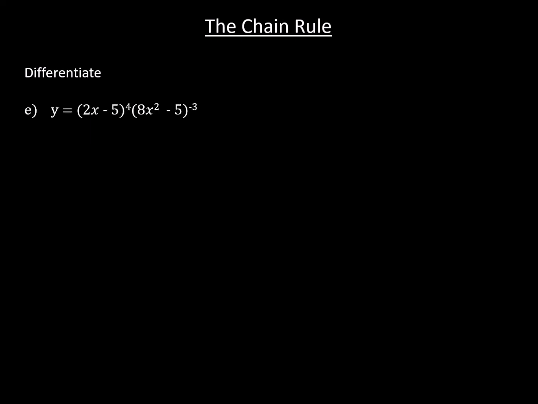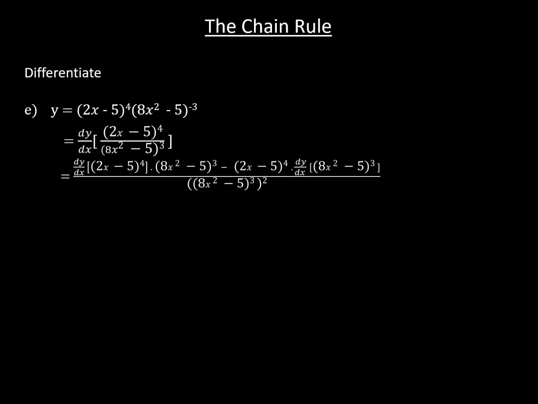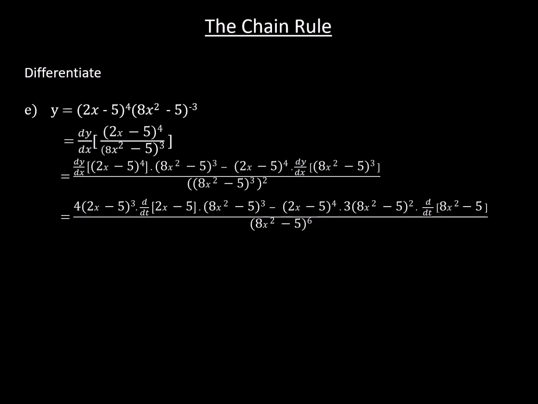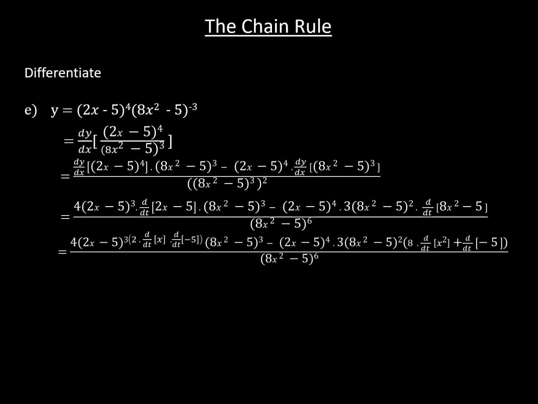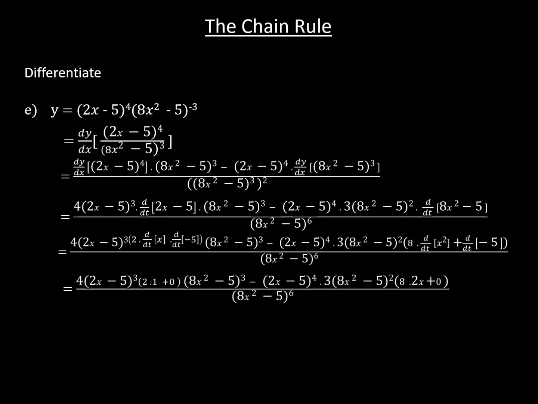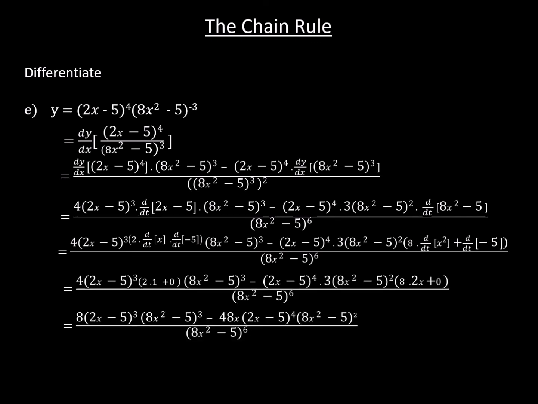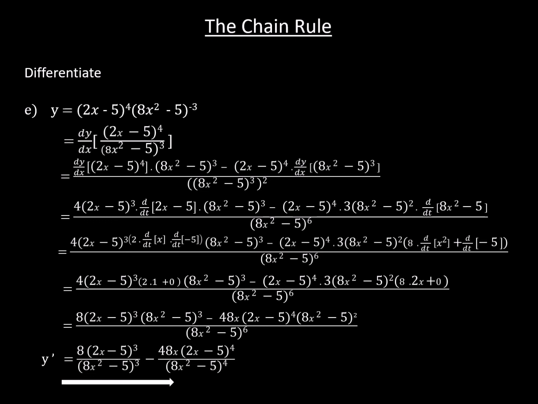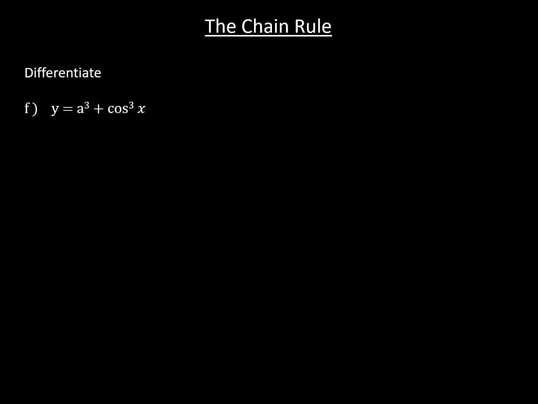Let's try this one, e. (2x minus 5) all to the power 4 times (8x squared minus 5) all to the power minus 3. We start by adding the derivative notations. We turn it into a quotient and apply the quotient rule. We then differentiate each summand separately and pull out constant factors. Then, we simplify throughout until we get the simplified final answer of 8 times (2x minus 5) cubed over (8x squared minus 5) cubed minus 48x times (2x minus 5) to the power 4 over (8x squared minus 5) to the power 4.